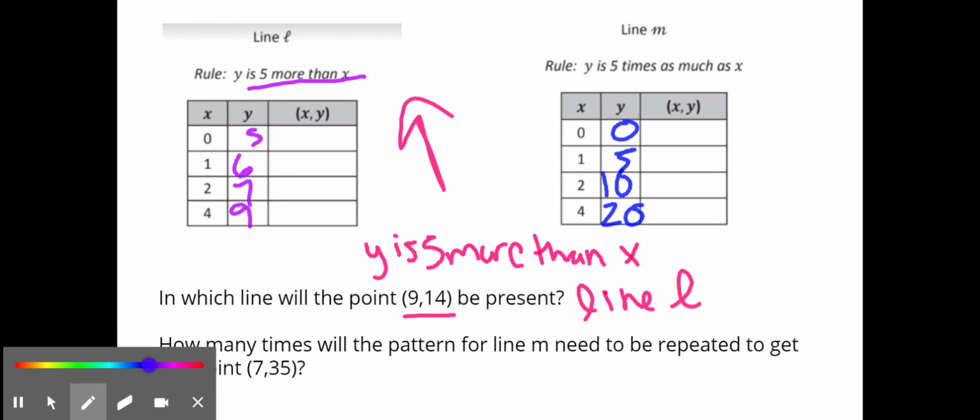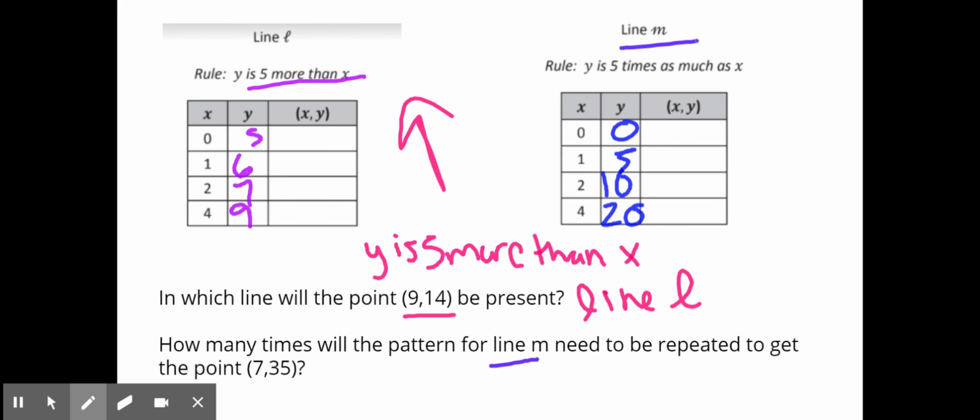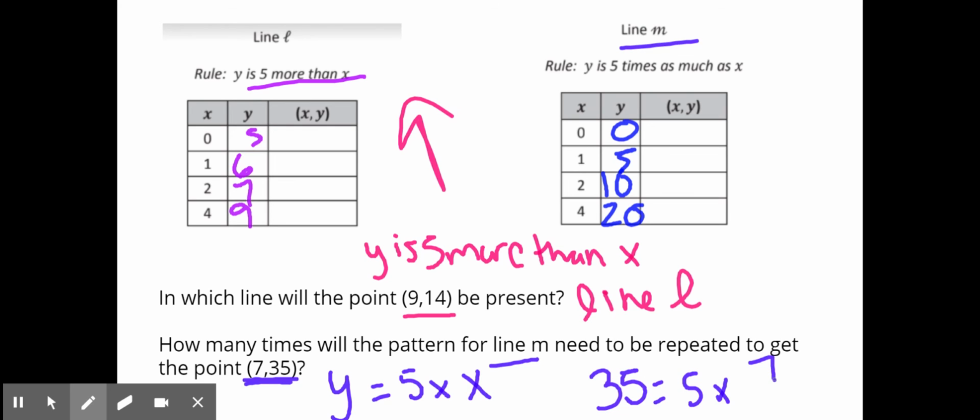Another kind of question that we may see is this one. How many times will the pattern for line M need to be repeated to get to the point (7, 35)? Okay, so I'm looking at line M, which is right here. So this is y is 5 times as much as x. So y is 5 times my x point. Okay, so if I'm looking here, my y is 35, which is 5 times, what's my x? 7. So it's going to have to be repeated 7 times, because I would have, here's my first time, second time, third time, fourth time, continuing on. It would have to be repeated 7 times, which is that x coordinate, to get to that point.